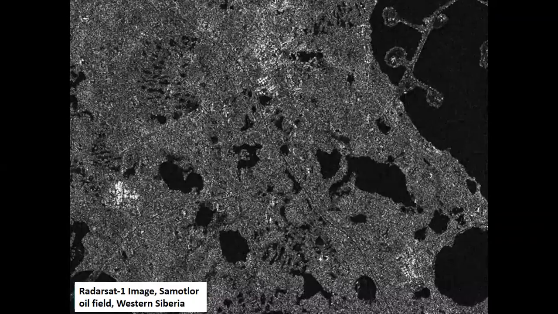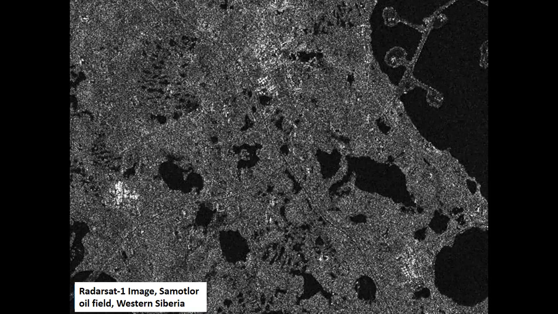And so this, we will not go into details now, but satellite radar images will look very different from optical images. For example, this is an example from the Radarsat-1 satellite, an image of an oil field in Western Siberia. And you could see that it is difficult to even tell about colors here.